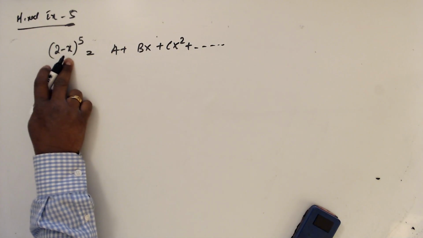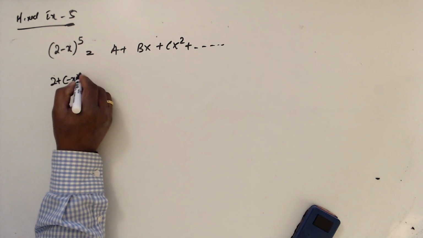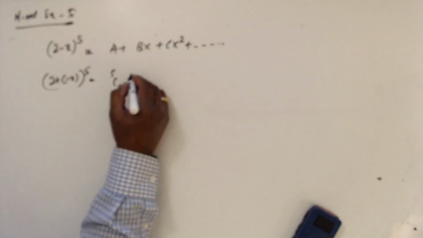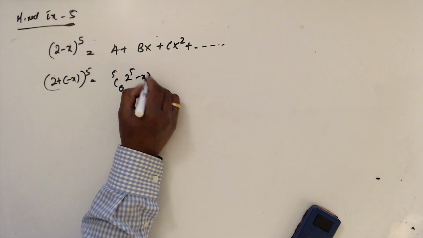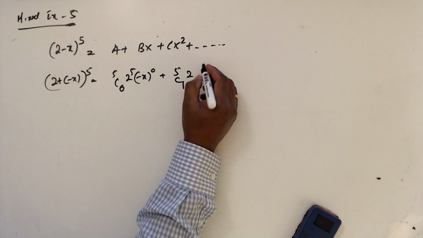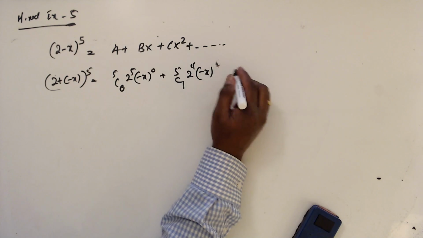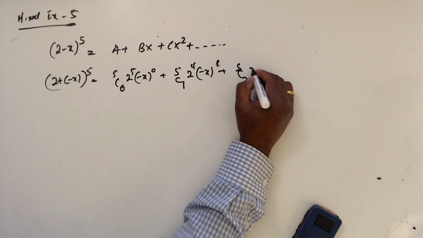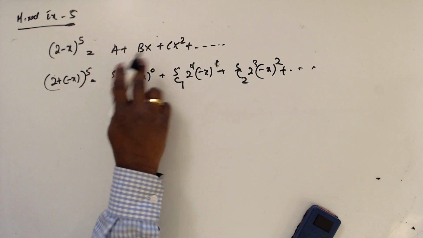So 2 minus x means we have to write in the right form: 2 plus minus x to the power 5. So this is 5c0 2^5 (minus x)^0, 5c1 2^4 (minus x)^1 and 5c2 2^3 (minus x)^2. So these three terms will give this one.